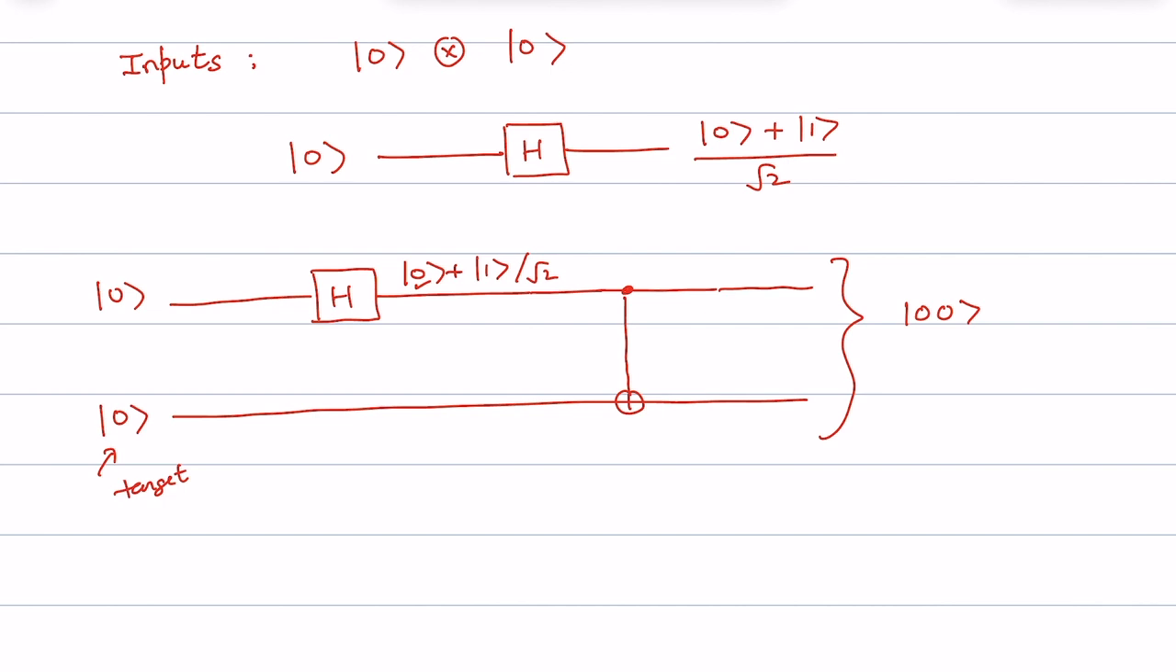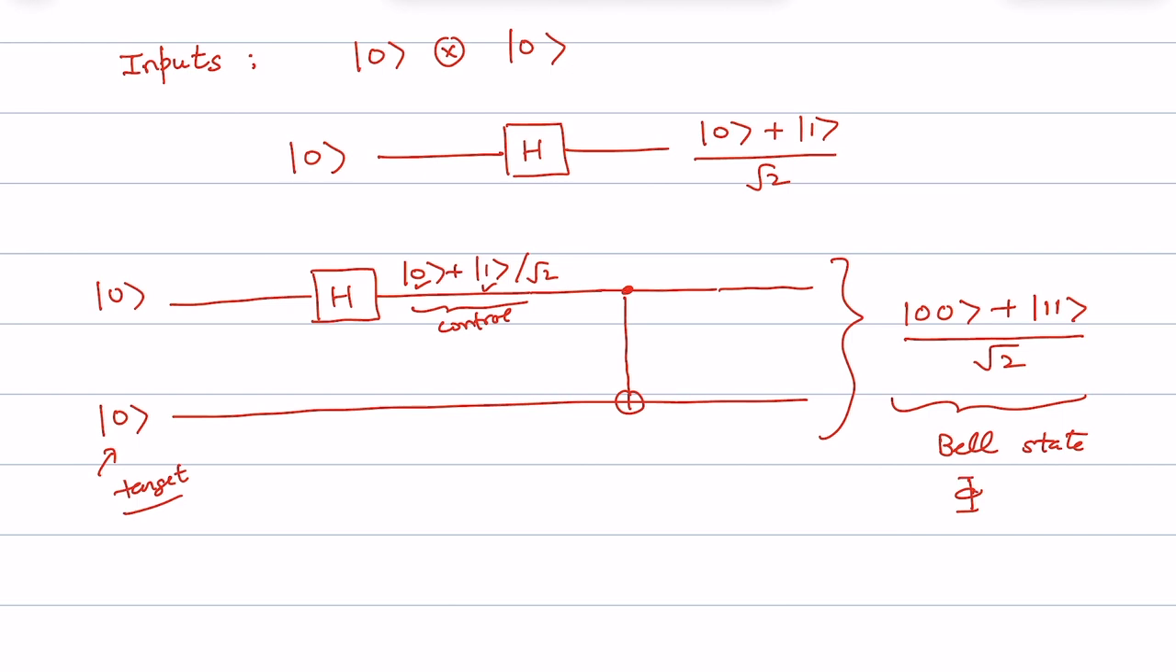But if the control is 1, the target is going to get flipped. Now here, this is my control. So at the output, if my input is 1, that is control is 1, the target is going to get flipped and it will become 1, right? So I will get (0 0 plus 1 1) by root 2. And you know this is a Bell state, one of the Bell states. Okay, I think this is phi plus. You can verify it, you can check it. Maybe we'll do a couple of problems in the problem solving session.